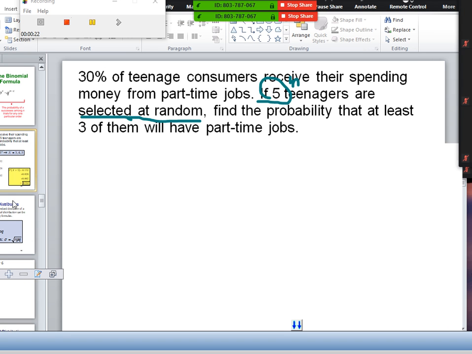Oops. I guess I can't do that one next, can I? Yes? So at least, the wording, at least 3 would mean 3, 4, 5? Yes, it would be. Okay.